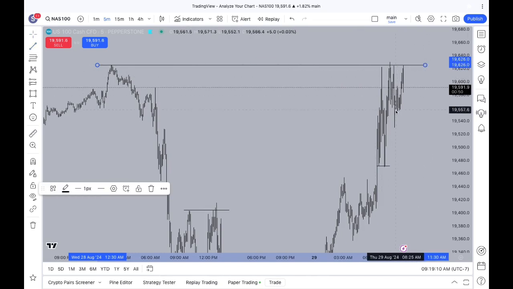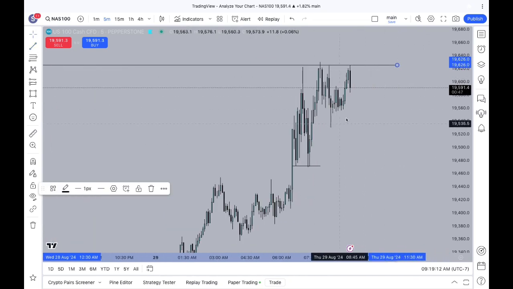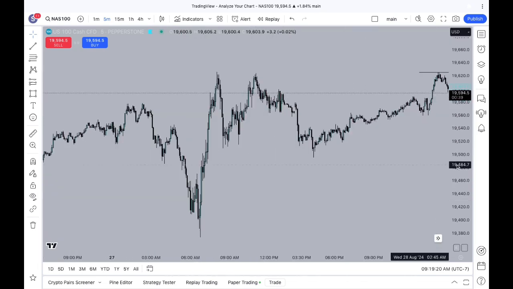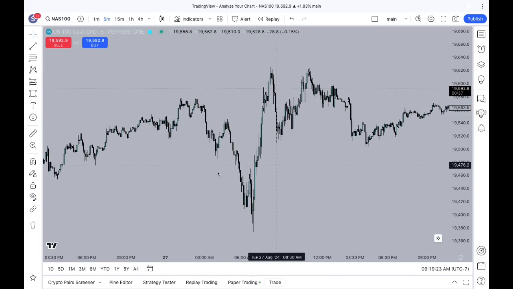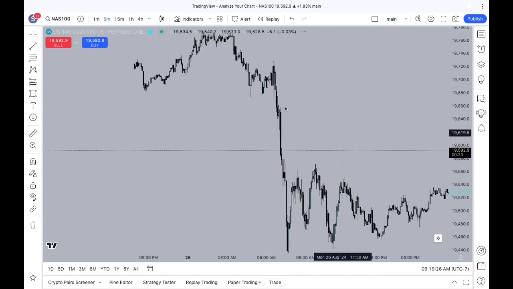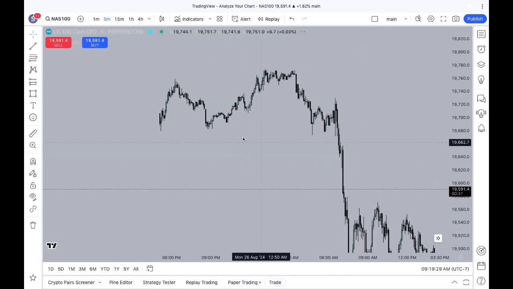So liquidity sweep, and then it comes back down to, I'm not sure right now, probably it came back down to this fair value gap, and we're gonna talk about that later on this week or next week. But let's go over some more liquidity sweeps.